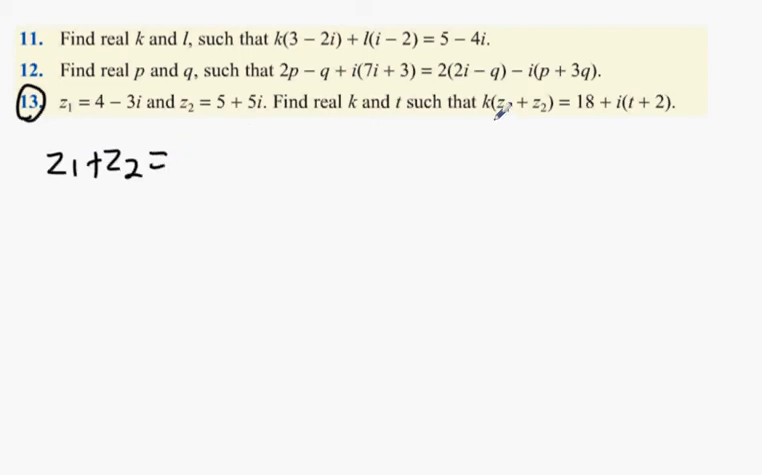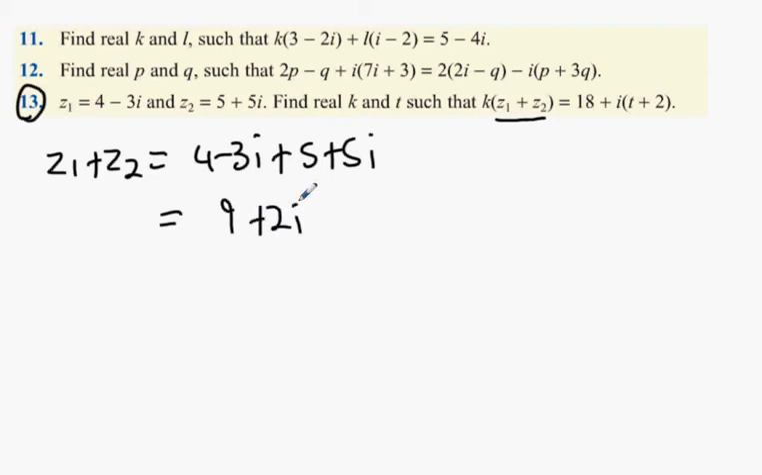So z1, we're just doing this small part here on its own. That's 4 minus 3i plus 5 plus 5i. Add them together. 4 plus 5, 9. 5i minus 3i is 2i. Is that okay? 9 plus 2i.